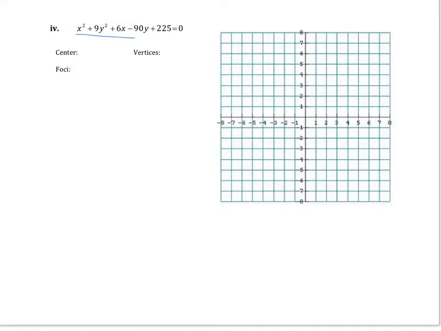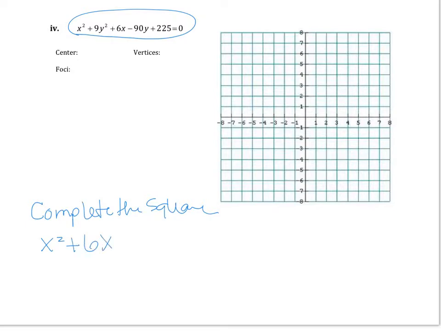We're going to complete the square on this equation here because it's not in a form that we know how to graph. So I'm going to write that down here where I have room. Complete the square. All right, so we've got x squared, I'm going to rearrange it, plus 6x. I'm going to leave a little space here for when I complete the square. Plus 9y squared minus 90y. Leave another space. And equals negative 225.